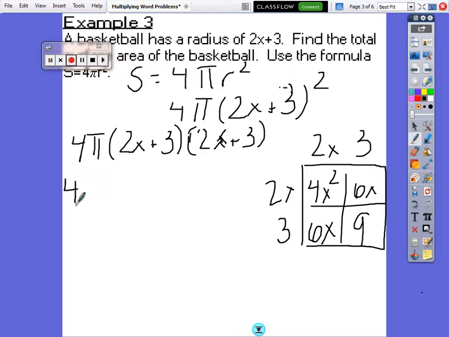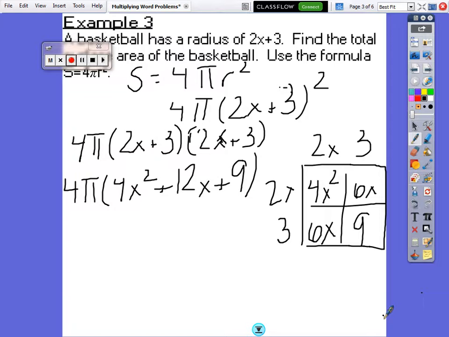So I still have my 4 pi, I haven't done anything with it. And then I'm going to have 4x squared. I'm going to add my like terms of 6x and 6x together to get 12x plus 9. Now, my final step here is I have 4 pi, and then in parentheses I have 4x squared plus 12x plus 9. So my last step is to distribute here.